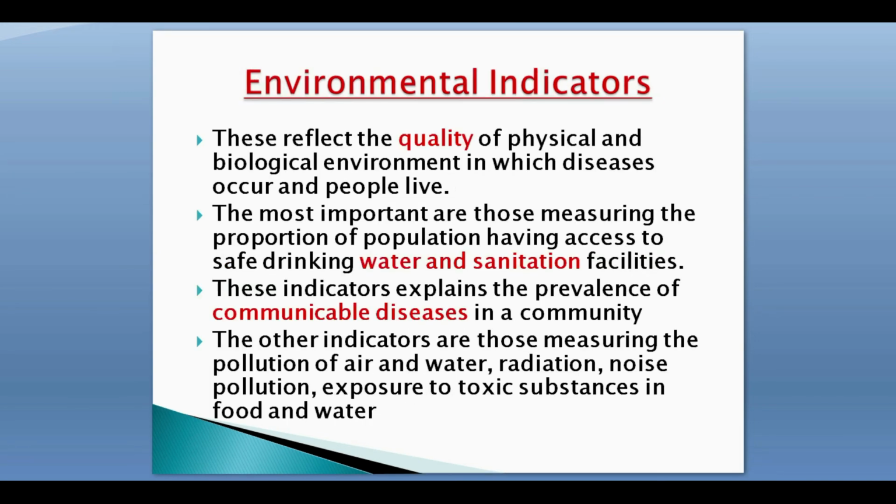Environmental indicators. These reflect the quality of the physical and biological environment in which disease occurs and people live. The most important are those measuring the proportion of population having access to safe drinking water and sanitation facilities. These indicators explain the prevalence of communicable disease in a community. The other indicators are those measuring the pollution of air and water, radiation, noise pollution, and exposure to toxic substances in food and water.